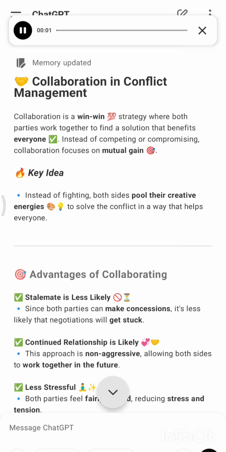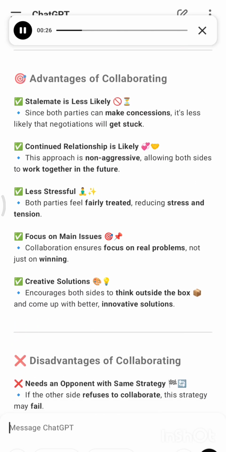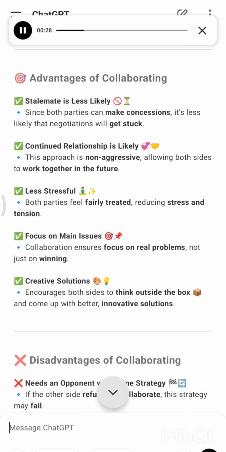Collaboration in conflict management. Collaboration is a win-win strategy where both parties work together to find a solution that benefits everyone. Instead of competing or compromising, collaboration focuses on mutual gain. Key idea: instead of fighting, both sides pool their creative energies to solve the conflict in a way that helps everyone. Advantages of collaborating: stalemate is less likely.